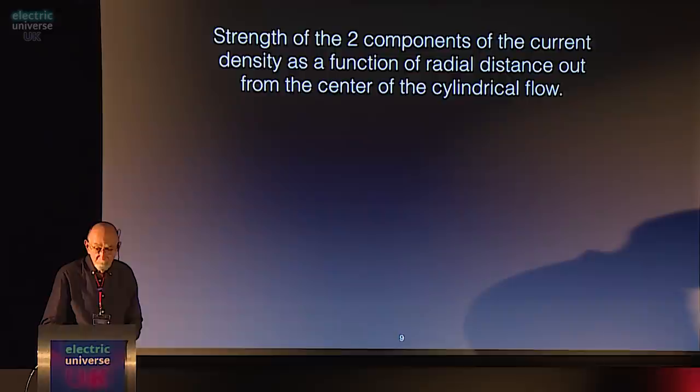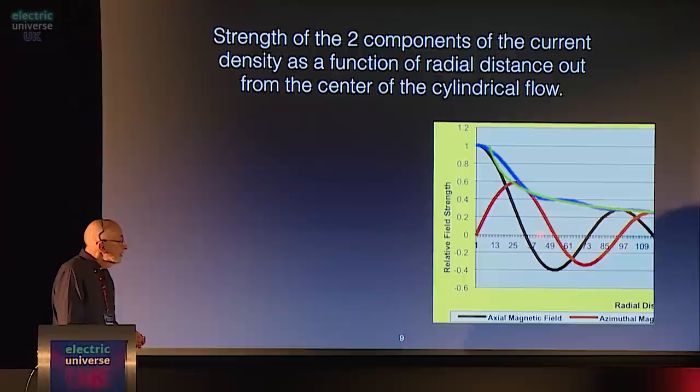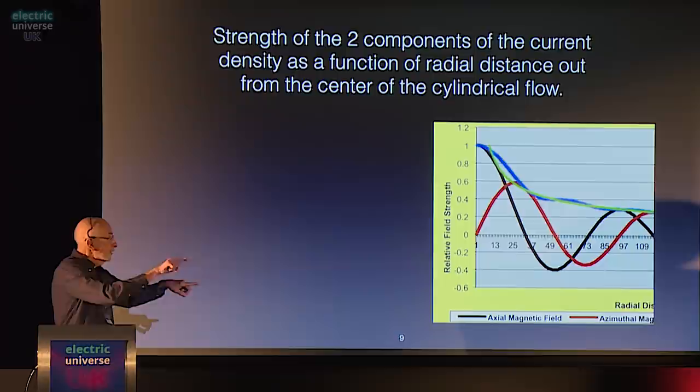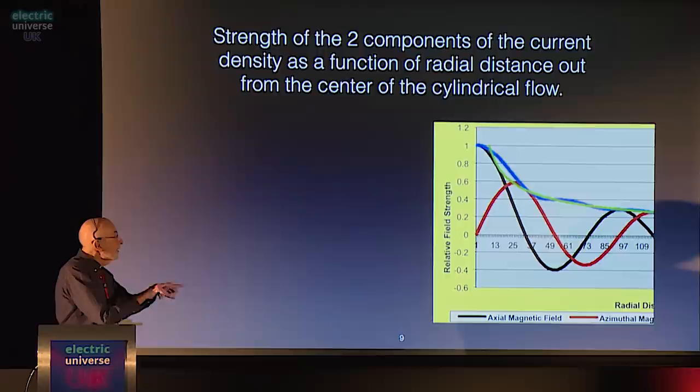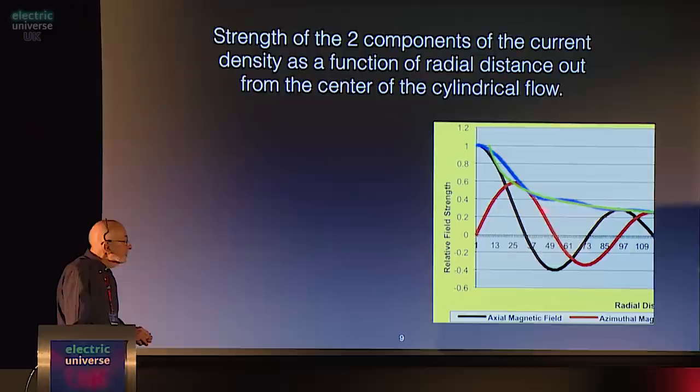And the strength of the two components of the current density as a function of radial distance out from the center of the cylindrical flow is this. And you say, whoop, what's that? Well, that's a plot where this horizontal distance is not time, and it's not distance down the Birkeland current. This horizontal axis is distance out from the center of the Birkeland current. So as you come out from the center, the black curve tells you the strength of the component of the current density, the magnetic field, that is paralleling, that is going in the same direction as the Z axis of the Birkeland current. The red curve is the strength, the magnitude of the wraparound current.